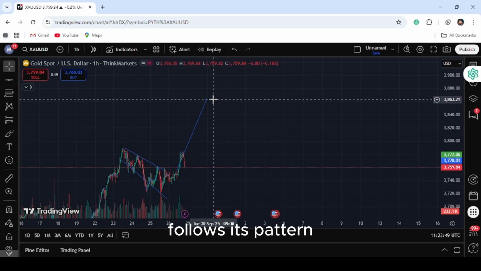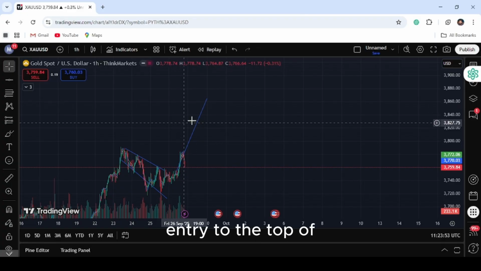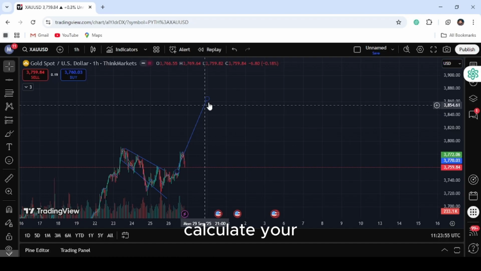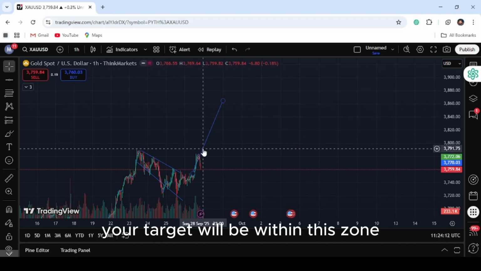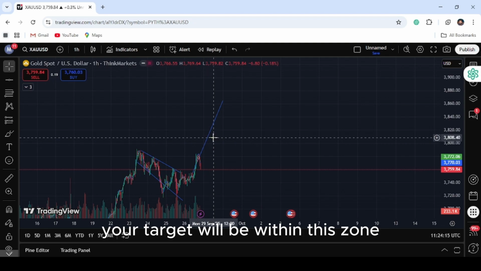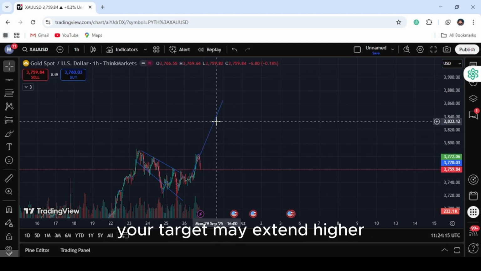When the market follows its pattern and moves toward your target, measure from your entry to the top of the move to calculate your potential profit. If you're aiming for one-day profit, your target will be within this zone. But if you're swing trading for 2 or 3 days, your target may extend higher.